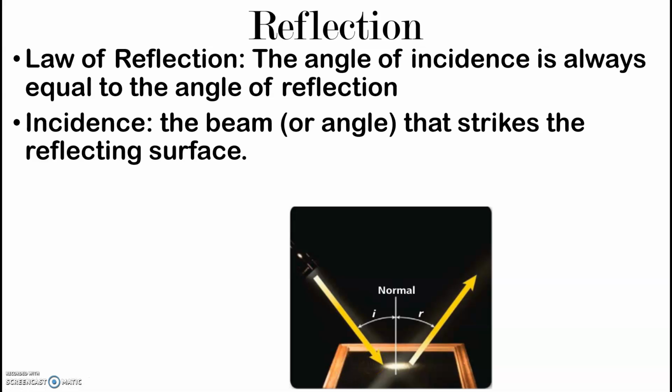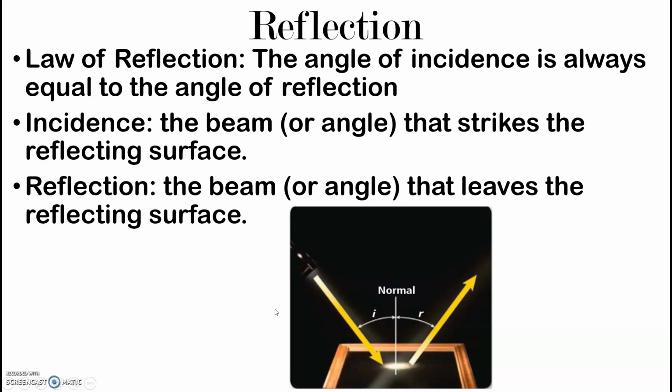And that actually will change a few things, but the angle is the reference to the flat surface that it's bouncing off of. Incidence, again, is the beam or angle that strikes the reflecting surface. A reflection, that's the beam that leaves the reflecting surface. Okay? Pretty straightforward stuff with reflecting.